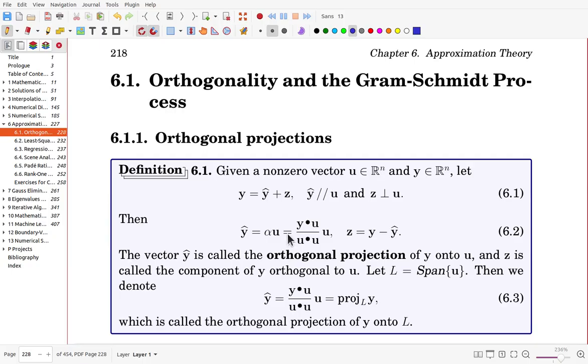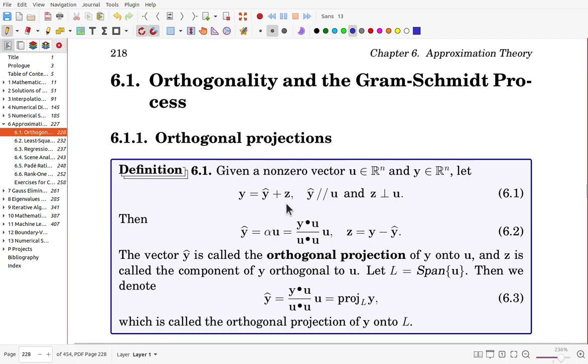This section is a review of linear algebra. We define the orthogonal projection for a given non-zero vector u. We choose y as an arbitrary vector. Then we try to decompose the vector y into two components. One is parallel to u, and the other one is orthogonal to u.